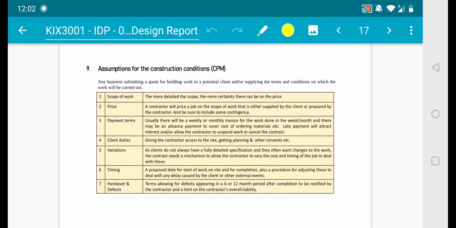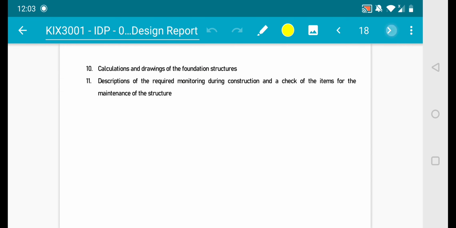Number 9, in CPM, assumption for the construction condition. These are the terms and conditions that you provide between you and your client so they understand more about the project. For example, for the first item, scope of work, the more detailed the scope, the more certainty they can be on the price, and so on. If you're unable to provide this in your report, then it's okay because it's more towards CPM, but just to acknowledge that this exists in the report.